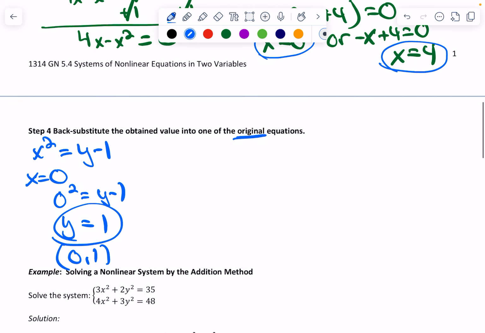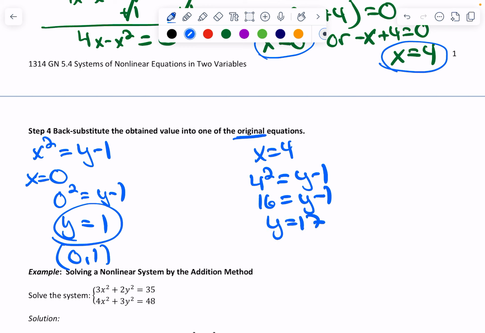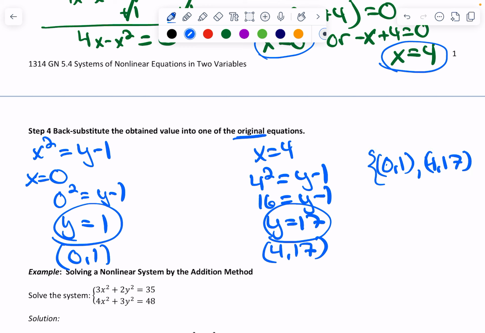Then we're going to take x equals 4 and plug it in as well. 4 squared equals y minus 1. So 16 equals y minus 1. We add 1 and we get y equals 17. So 4, 17. So our solution set for this is 0, 1, and 4, 17. Both of those ordered pairs.